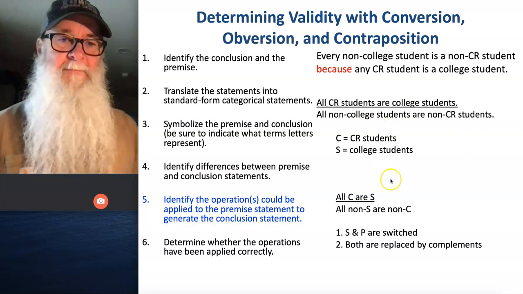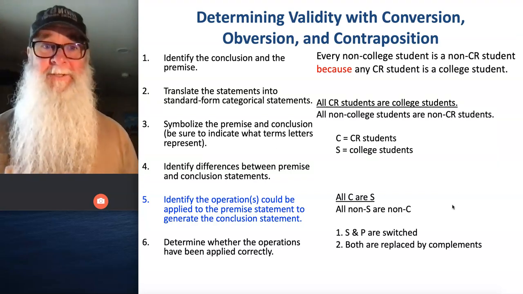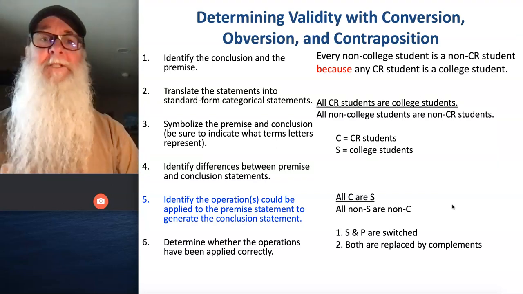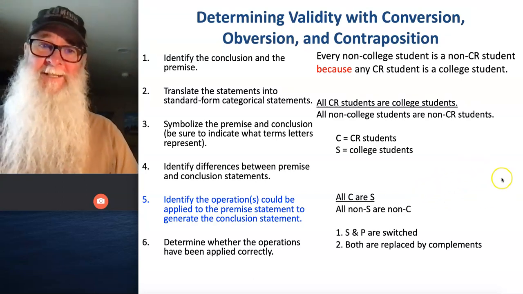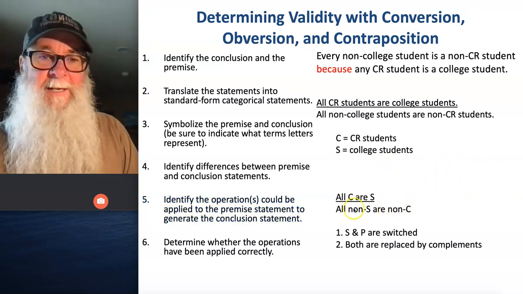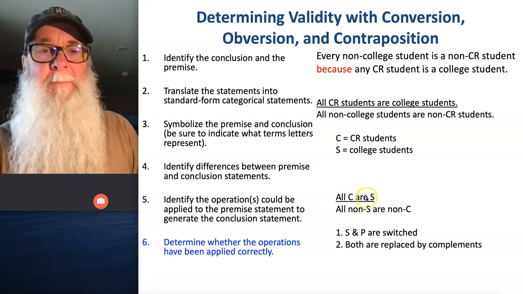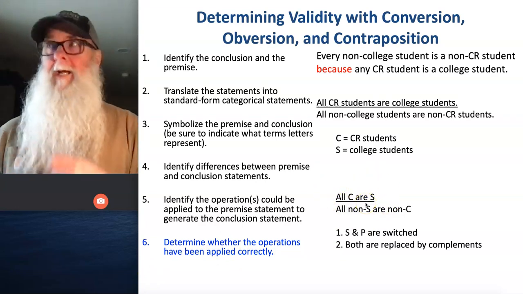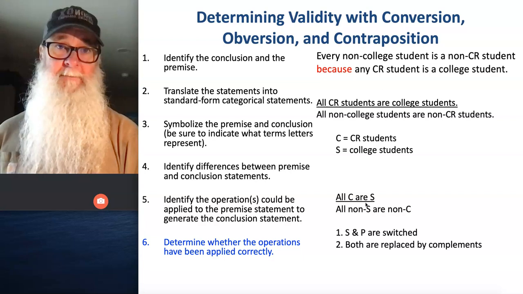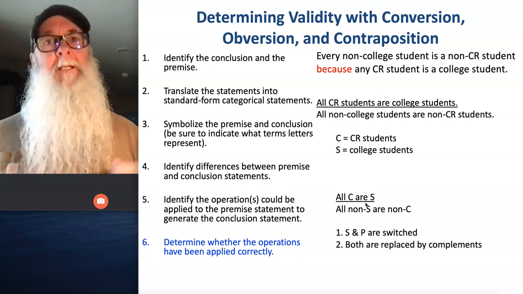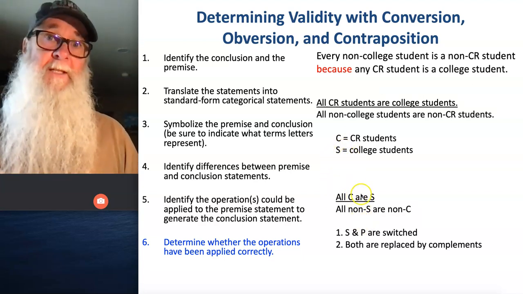And now what I have to do is ask myself, is there any operation called conversion, obversion, or contraposition that could be applied to that premise statement to generate the conclusion statement? Yes, there is. Contraposition is at work here, okay? So now the question is, has the operation of contraposition been correctly applied to the premise? And when I ask that, I'm really asking two things. Were the two steps of contraposition performed correctly? And then the last question is, if so, is the kind of statement that contraposition was applied to the kind of statement that results in a new statement that has the exact same truth value?